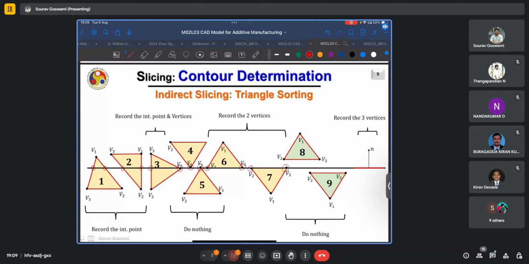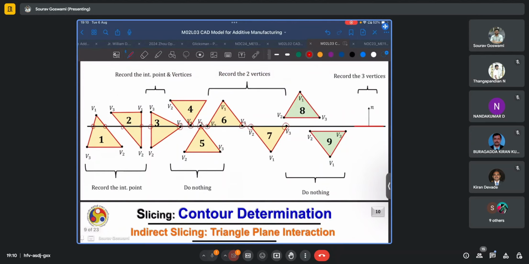There might also be no intersection at all with some triangles, or in cases where the normal of the plane and the normal of the triangle are parallel, the triangle actually lies in the slicing plane. All three vertices are coincident.